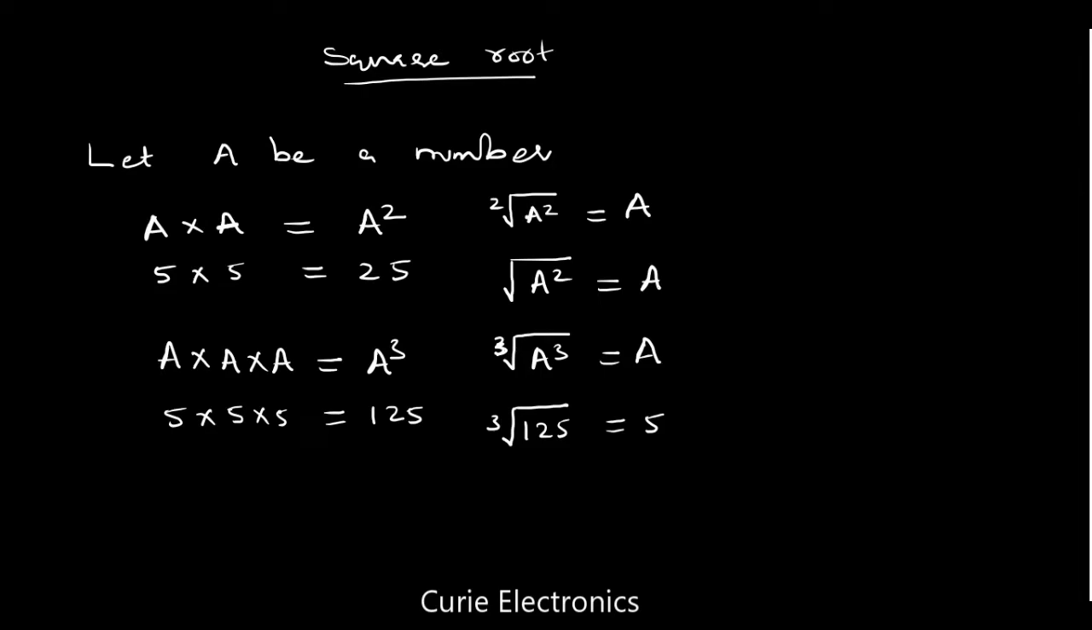Like that, a fourth root is there, a fifth root is there. Now we can use a method called factorization to find the square root. Let's take an example problem.